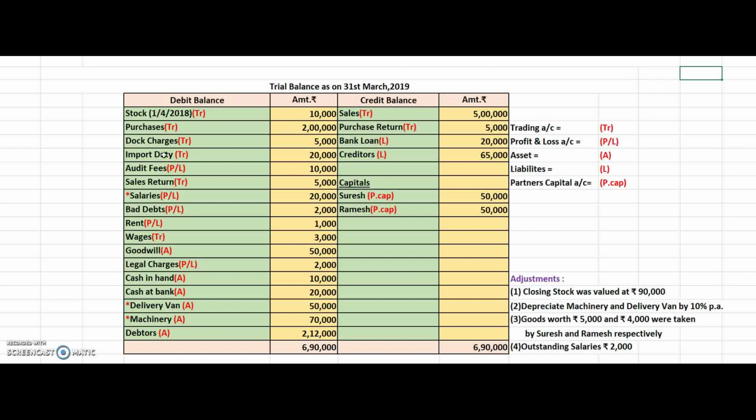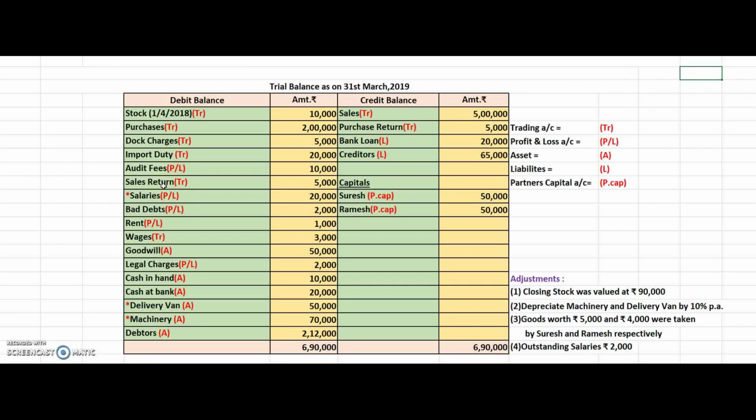Import is obviously done before production so that the raw material is available. Therefore, it is again connected to production, and that is trading account. Audit fees is paid to a chartered accountant who checks accounts in an office. Therefore, it is profit and loss.